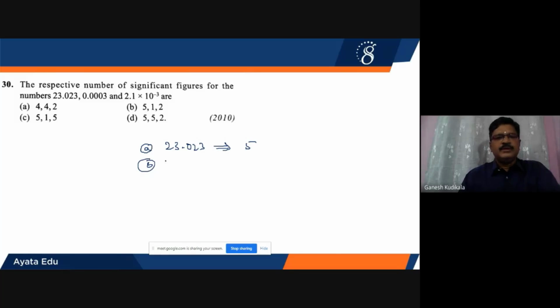That is a rule. Second one is actually 0.0003. If the number is less than 1, all the zeros between the decimal and the non-zero digit are not significant. Therefore only 3 is significant, so only 1. Third one, it is 2.1 into 10 power minus 3. So the power of 10 is not being considered. These two are non-zero digits, therefore definitely significant figures. 5, 1, 2. Therefore your option is B for the 30th.